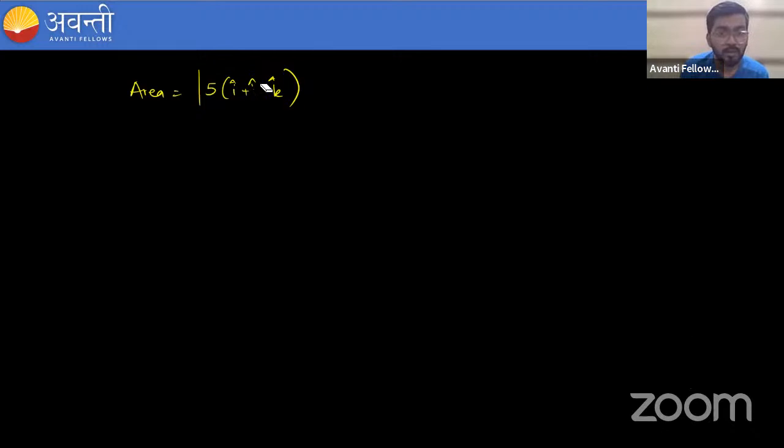So what will be the area? The area will be the modulus of this, which is 5 times root 3, right? Since i cap, minus j cap, k cap, the modulus is root 3. So the area comes out to be root 3.